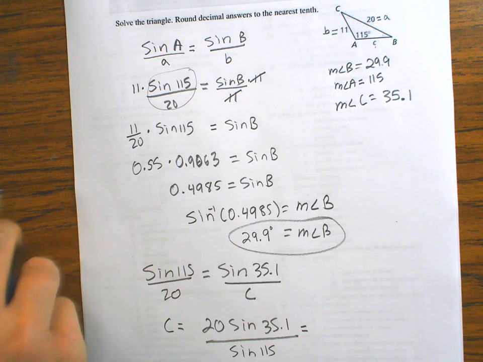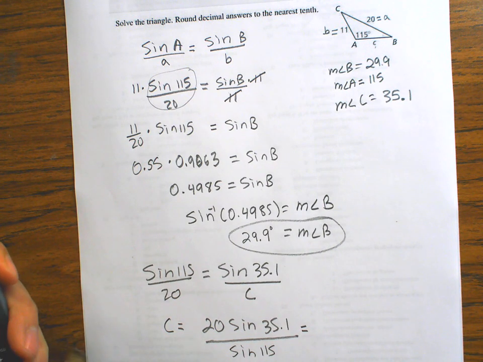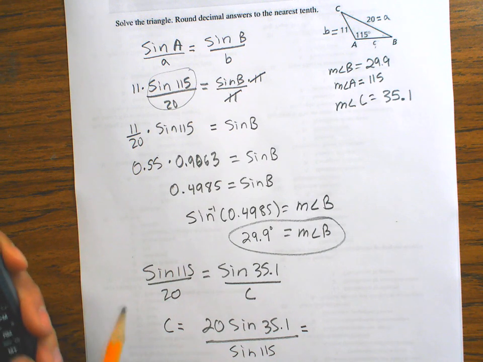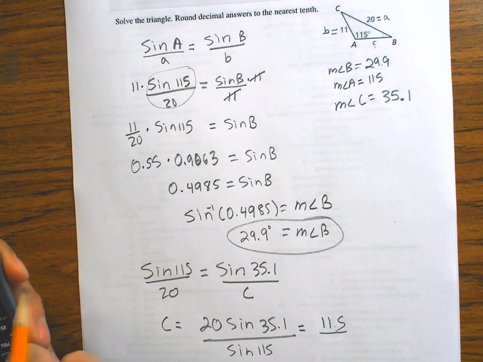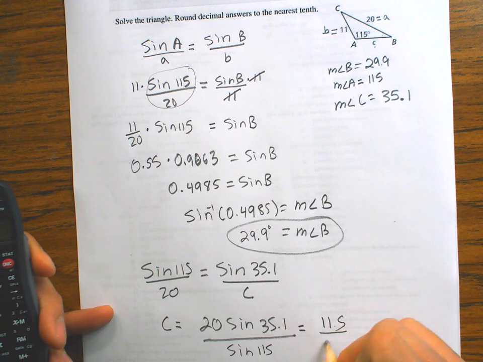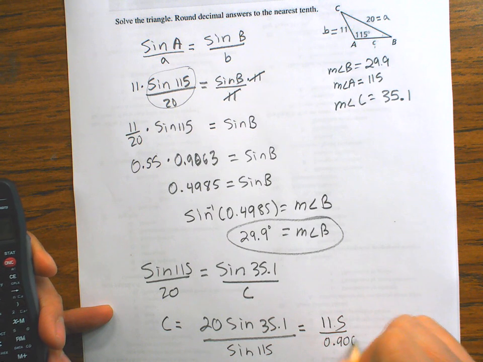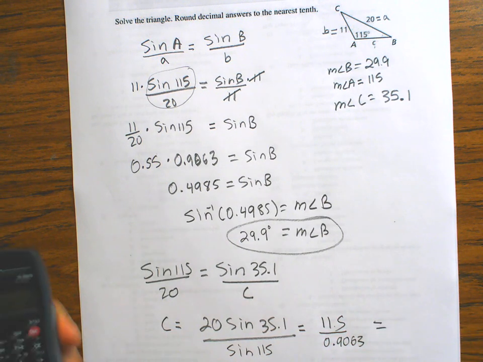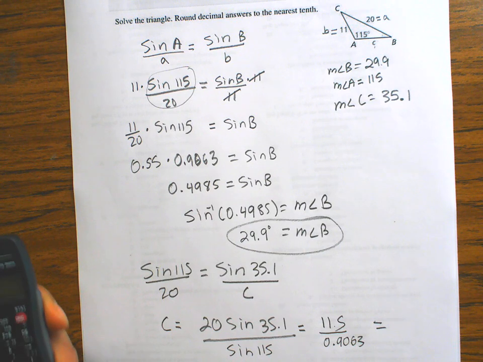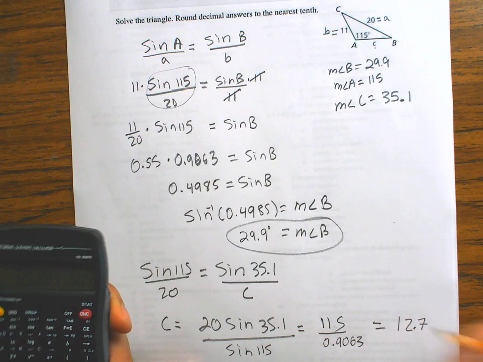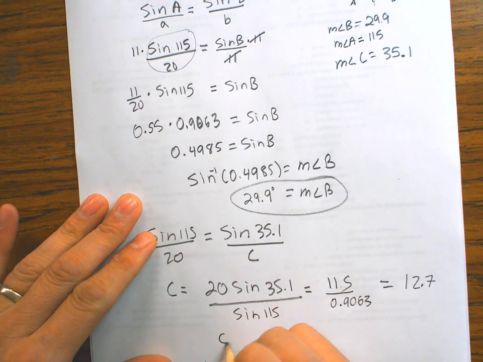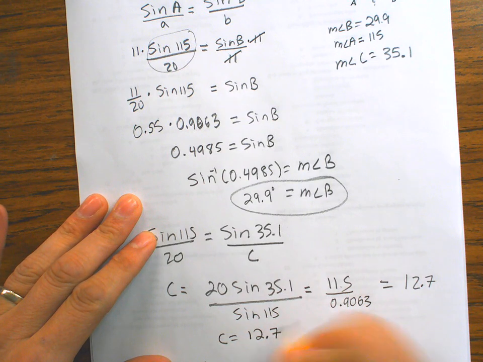All right, so let's calculate that. The sine of 35.1 multiplied by 20. I'm doing all this work on the calculator, guys. That's about 11.5 divided by the sine of 115, which is about 0.9063. 11.5 divided by 0.9063, I get approximately 12.7. So c is going to be about 12.7.